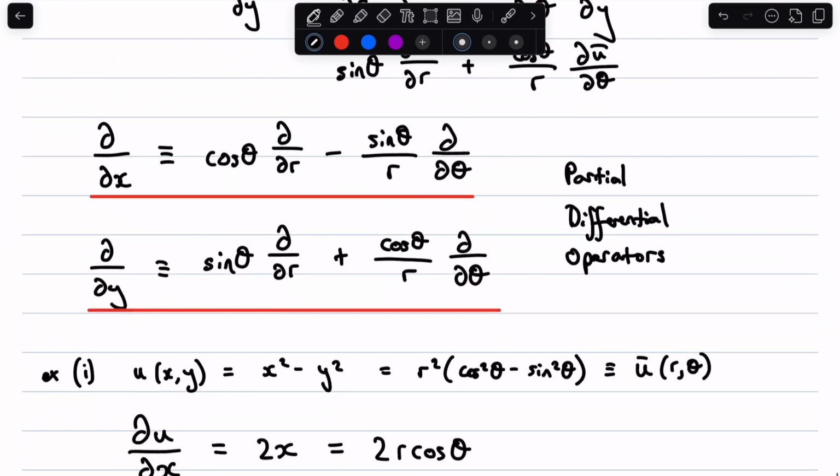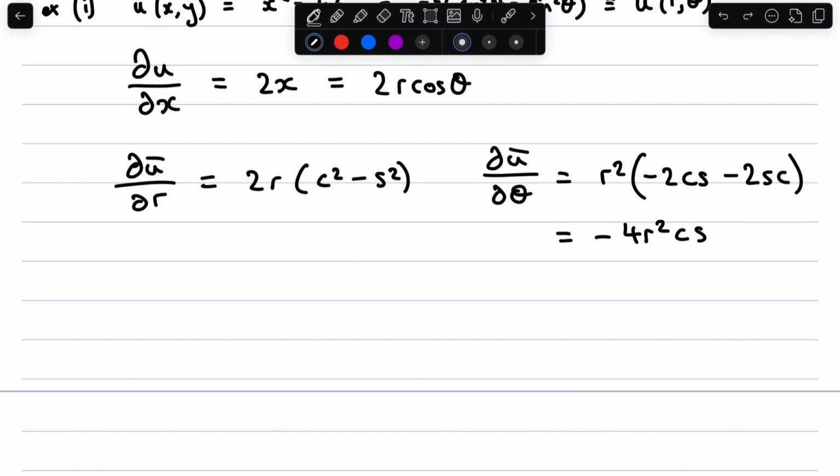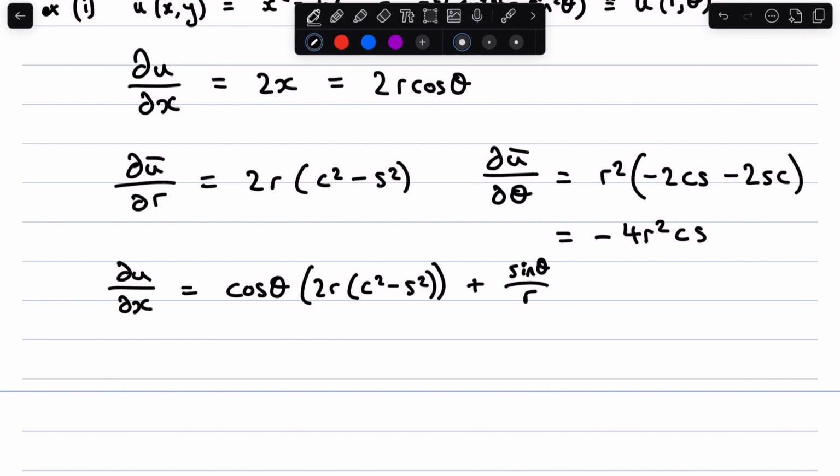So now we can put these into our functions. This d by dr and this d by d theta is what we've just worked out, where we've got our u and u bar in the right places. And so our partial du by dx is equal to cos theta times du bar by dr, so times our 2r cos squared minus sine squared, minus sine over r times our minus 4r squared times cos and sine, and the minuses will cancel, so we're left with sine theta over r times 4r squared cos and sine.